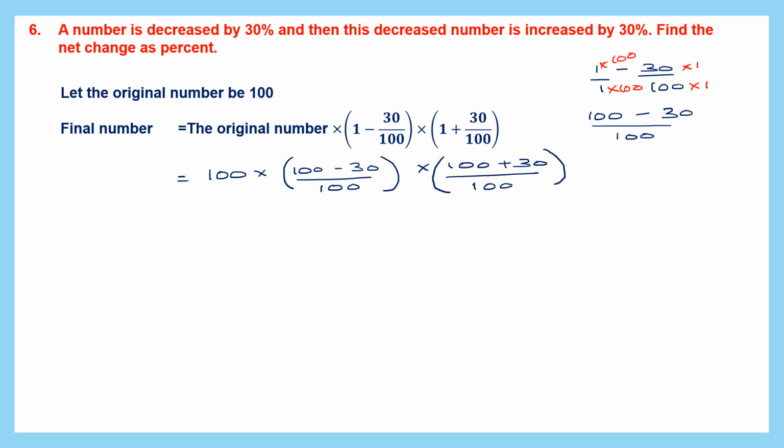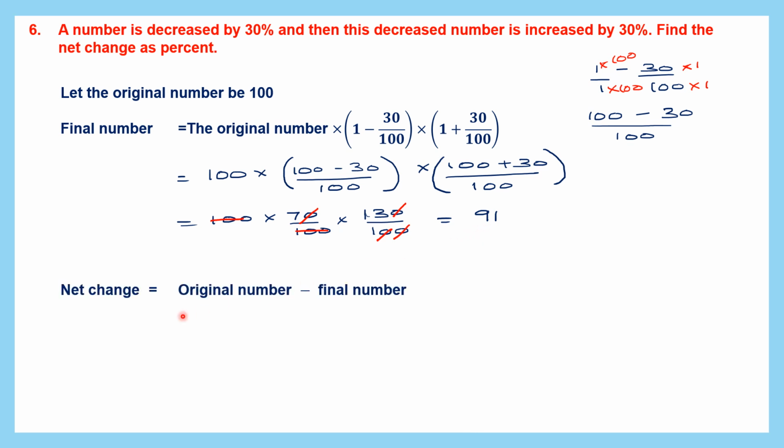Now let's simplify this. So 100 into 100 minus 30 is 70, 70 by 100 into 100 plus 30 is 130 by 100. Now let's cancel all that we can. So I can cancel this 100 and this 100. Then 1 0 from there and 1 0 here. 1 0 on top and 1 0 down. So 7 into 13 is 91. So we have the original number 100, then we have the final number, that is 91. That means to find the net change, we say the original number minus the final number.